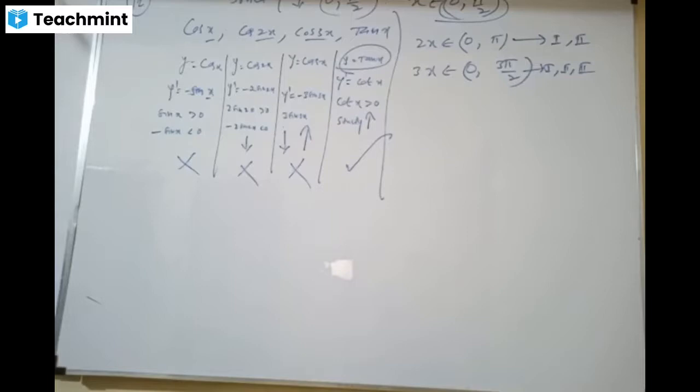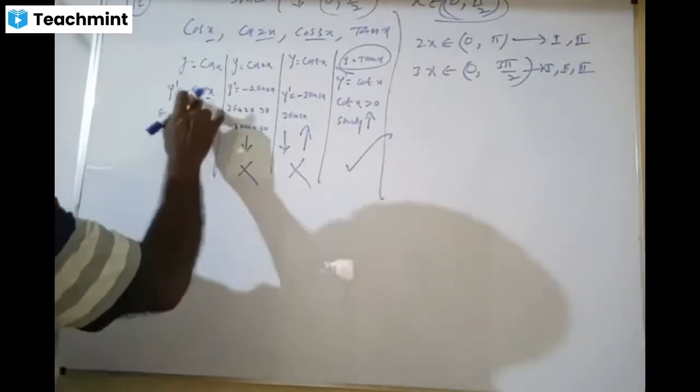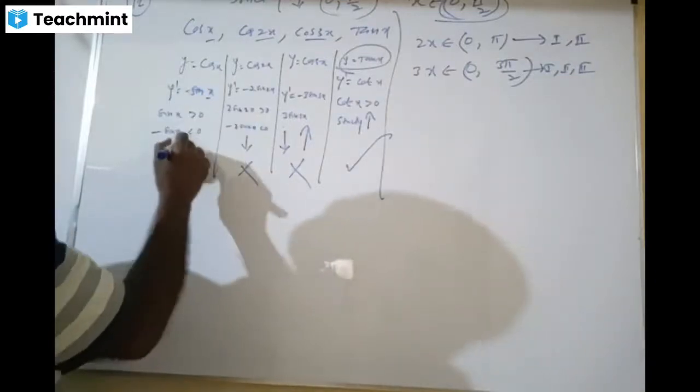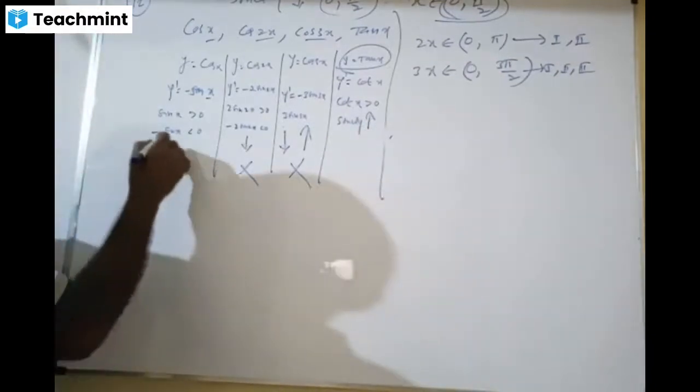Yes, they are strictly decreasing in 0 to pi by 2, where the derivative is minus sin x and sin x is positive. This is the right answer. Sorry, tan x is strictly increasing. This is the strictly decreasing part.